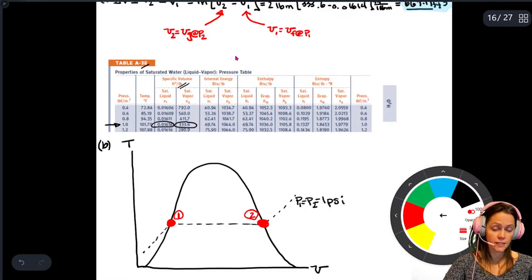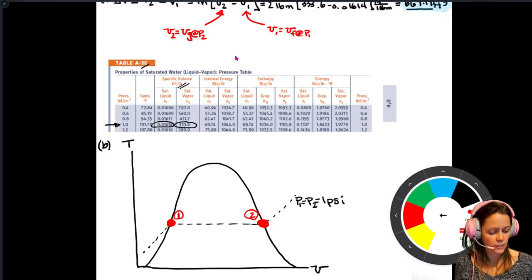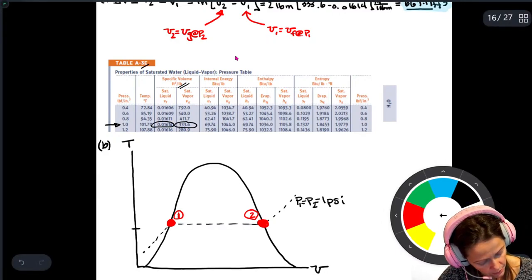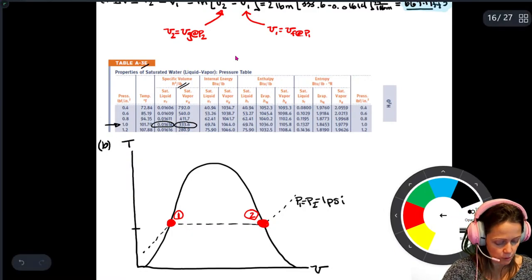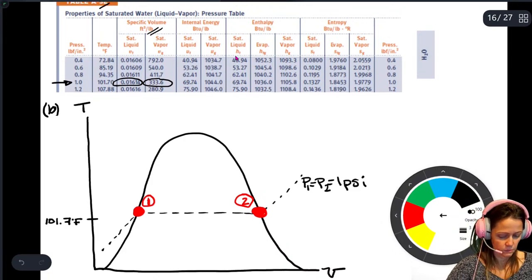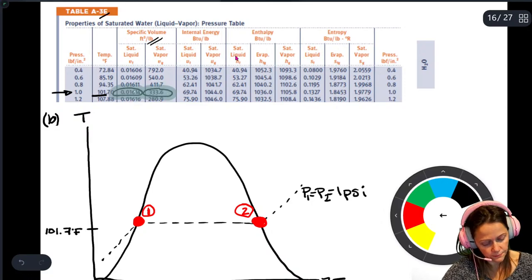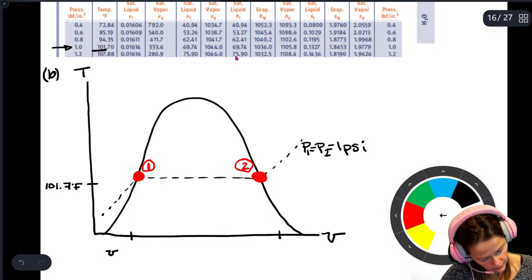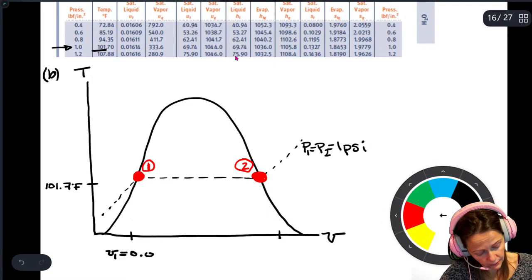So in order to have this complete and get full credit, I would need to make sure I had the coordinates drawn correctly. So I'd need to define the specific volume and the temperature at state one, state two. So temperature is the same, because the only possible temperature that it could be at would be the saturation temperature. So this is 101.7 degrees Fahrenheit. And I'm just getting that right out of table A3 or A3E. And then I've already pulled these values out. And honestly, because I have it defined elsewhere, that would probably be plenty enough for me, but let's go ahead and put it on there.